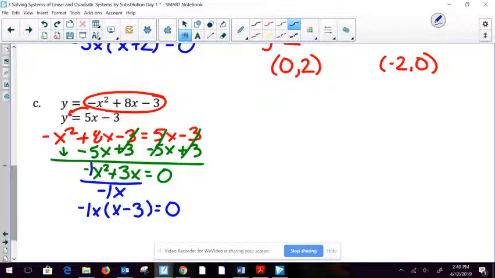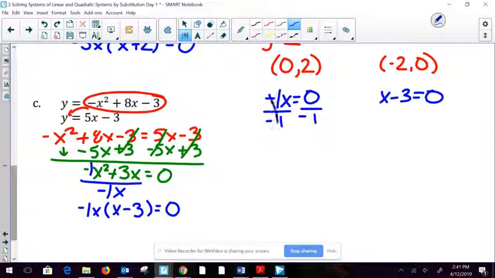So now to find my two solutions, I take each factor and set it equal to 0. So negative 1x equals 0, and x minus 3 is equal to 0. So in the equation on the left, how do I unattach that negative 1? You guessed it, divide both sides by negative 1. When you do that, you find out that x is equal to 0. On the right-hand side, what do I do? Yes, awesome. We're going to add 3 to both sides. So x is equal to 3.